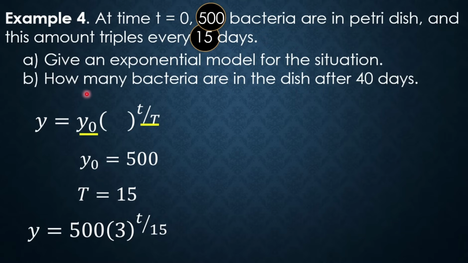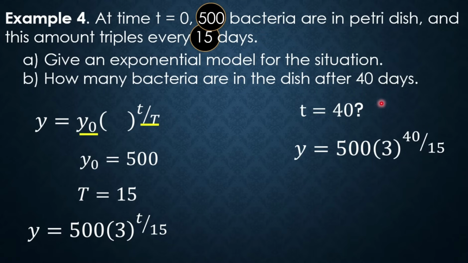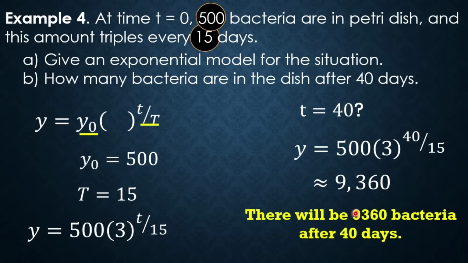So we can answer now the letter B question. How many bacteria in the dish after 40 days? So after 40 days, what we're going to do is simply substitute in the exponential model that we have. So 500 times 3 raised to 40 over 15, that is 9,360. Why? We're going to round our answer to a whole number, kasi ang kinukuha natin is number of bacteria. Therefore, there will be 9,360 bacteria after 40 days.